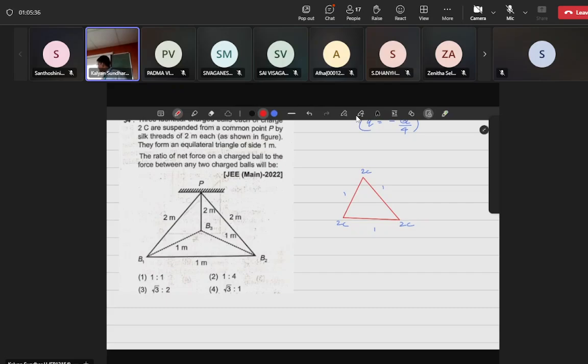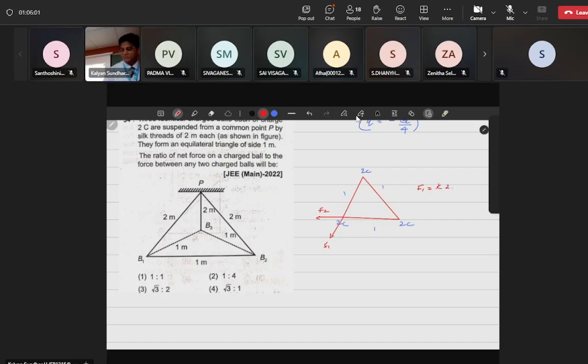இந்த சார்ஜ்னால இங்க ஃபோர்ஸ் எப்படி இருக்கும்? Away or towards? All of the same charges, right? Nature being same, the force will be away. So let me take it as F1. இந்த சார்ஜ்னால இங்க எப்படி இருக்கும்? Away. இது F1, F2, கரெக்டா? ஃபோர்ஸ் ஓட வேல்யூ என்ன? F1 ஓட வேல்யூ என்ன? K into 4 divided by r square, which is 1, கரெக்டா?